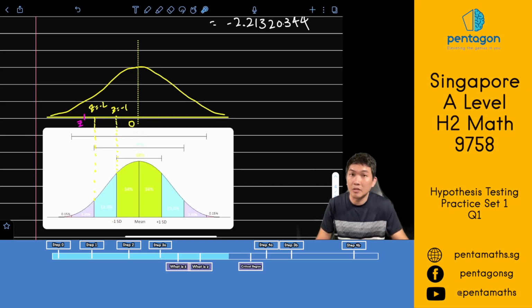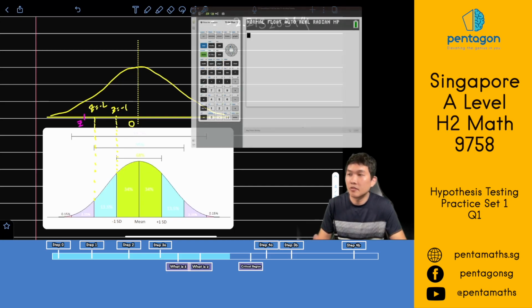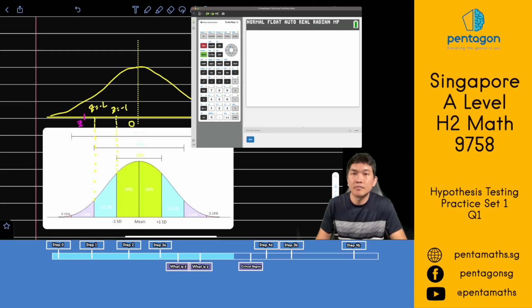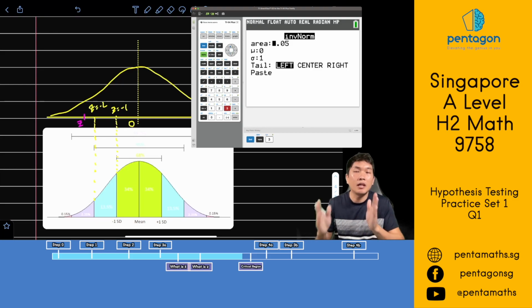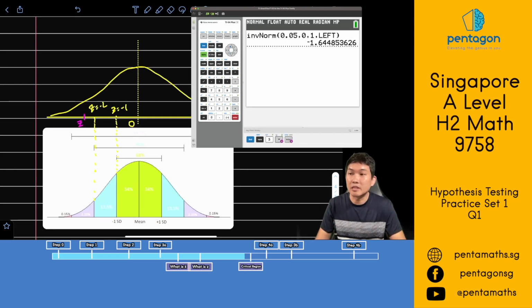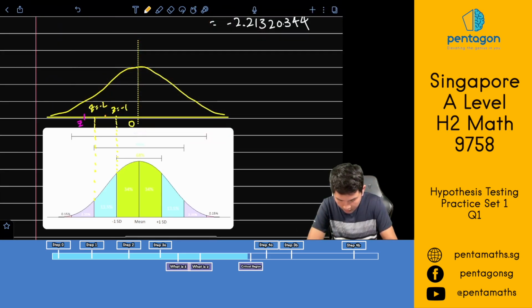To do that, we need to use our graphing calculator. And from the graphing calculator, we need to pull up the inverse norm function. To access that, you need to press second, and then go to vars, which will land you in the distribution menu, and then go to number 3, inverse norm. Okay, and what I want is 5%. Since I'm testing for less than the population mean, I'm looking at 5% on the left tail, and the Z value is negative 1.6449. Negative 1.6 is around here.